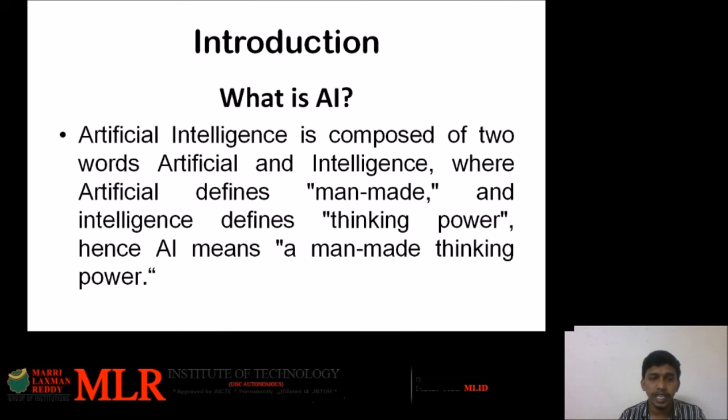A standard definition which everybody follows is by the name given. Artificial is something man-made, and intelligence defines thinking power. So combined, we can call AI a man-made thinking power, which means a machine needs to acquire the knowledge of a human being and function accordingly.